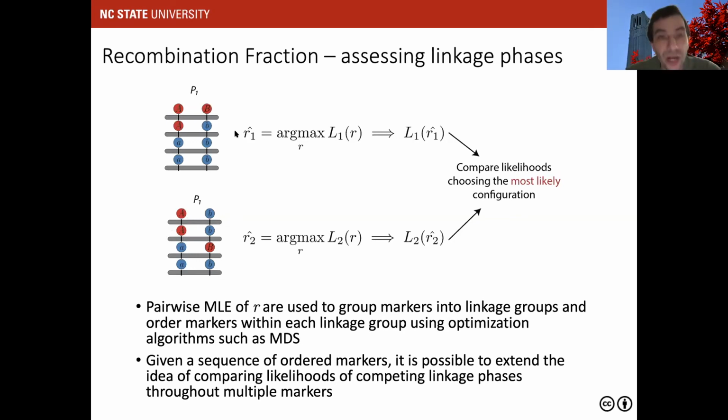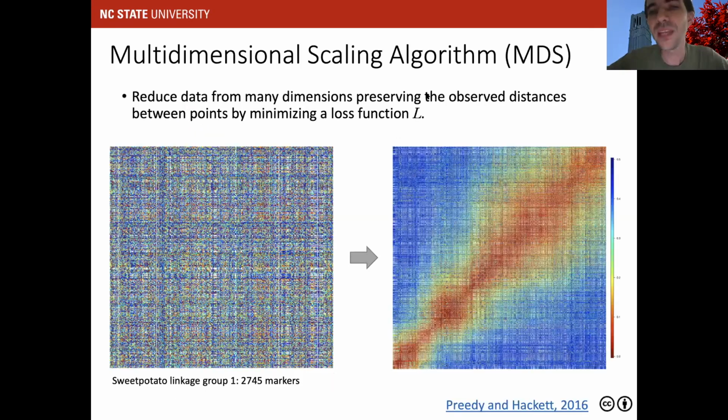This is just one example of an algorithm called MDS. We are going to use this today. It's basically just a way to reduce many dimensions, preserving the observed distance between points by minimizing a loss function. And what this algorithm can do is organize this very unorganized matrix into a very smooth and beautiful matrix like this one.